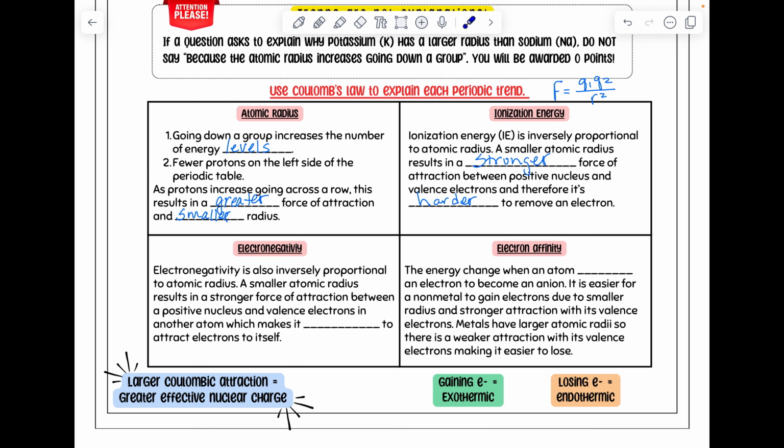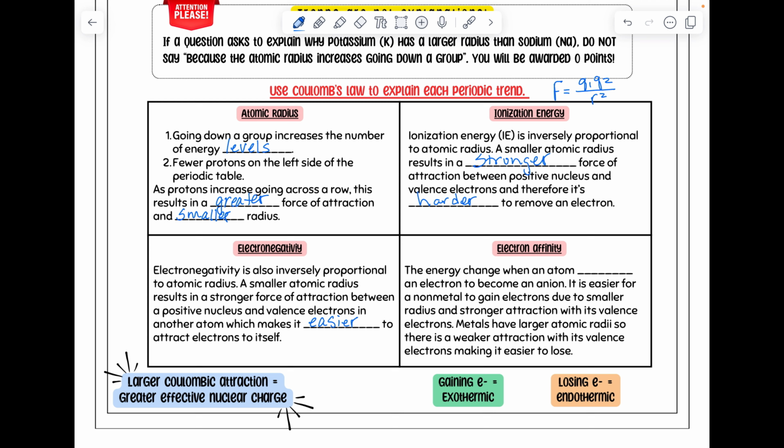Electronegativity is also inversely proportional to the radius. A smaller atomic radius results in a stronger force of attraction between a positive nucleus and a valence electron in another atom, which makes it easier to attract electrons to itself. So electronegativity is going to want to gain those electrons.